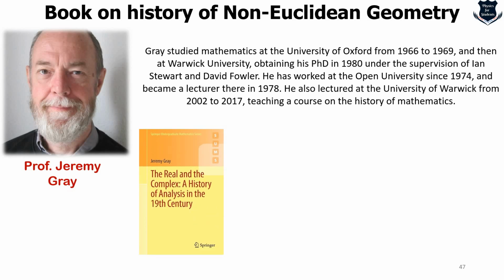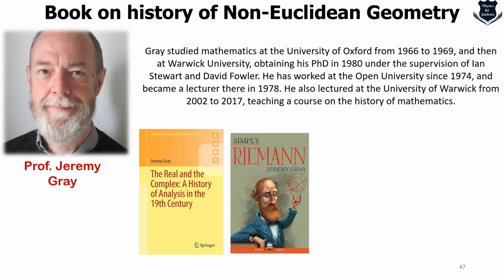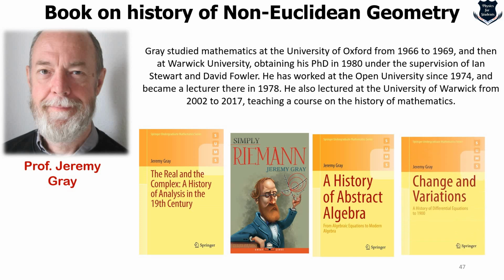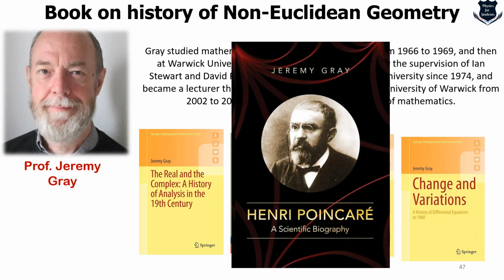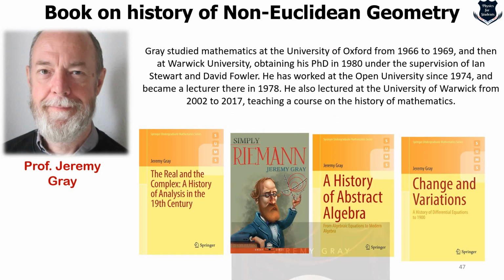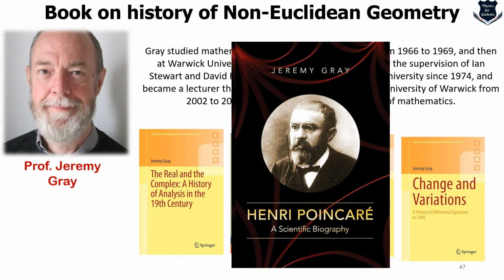These are some of the great books as I was talking about: The Real and the Complex Analysis, Simply Riemann, A History of Abstract Algebra, Change and Variation, that is about the calculus, and this is the most important and a very recent book which I have already gone through, Jeremy Gray's Henri Poincare, A Scientific Biography. So all these books are very important, very, very good. It's an excellent read. You come to know a lot, for those who are interested in the history of geometry.